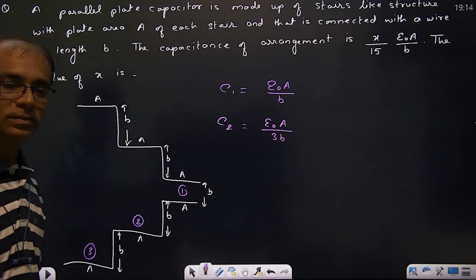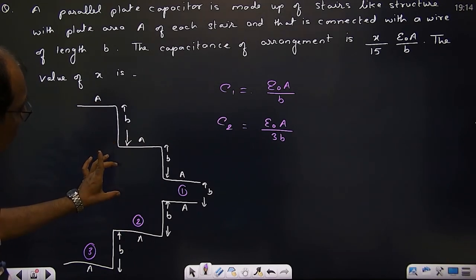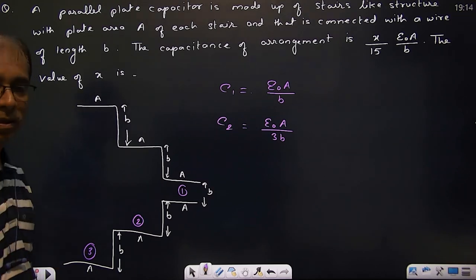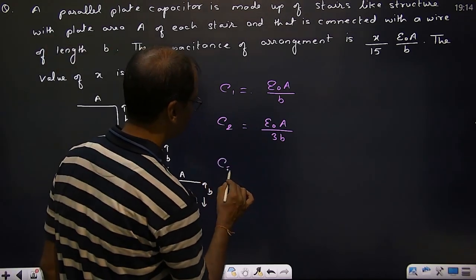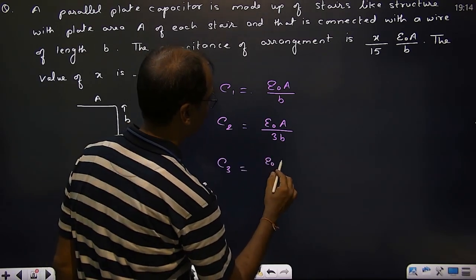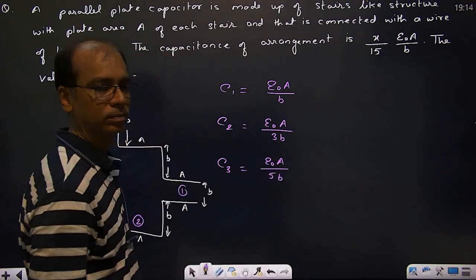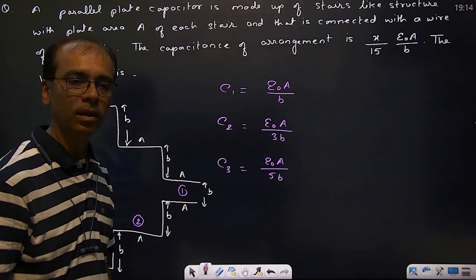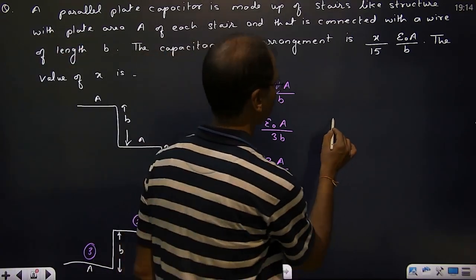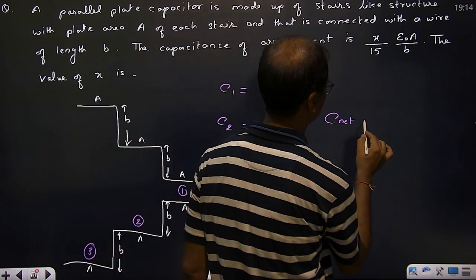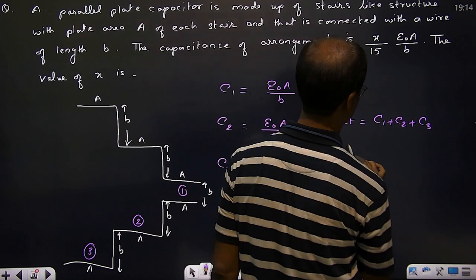Okay. Now C3, you see. B, B, B, B, B. How many B's are there? 5. So C3 is epsilon naught A by 5B. Then C net is what? C1 plus C2 plus C3.